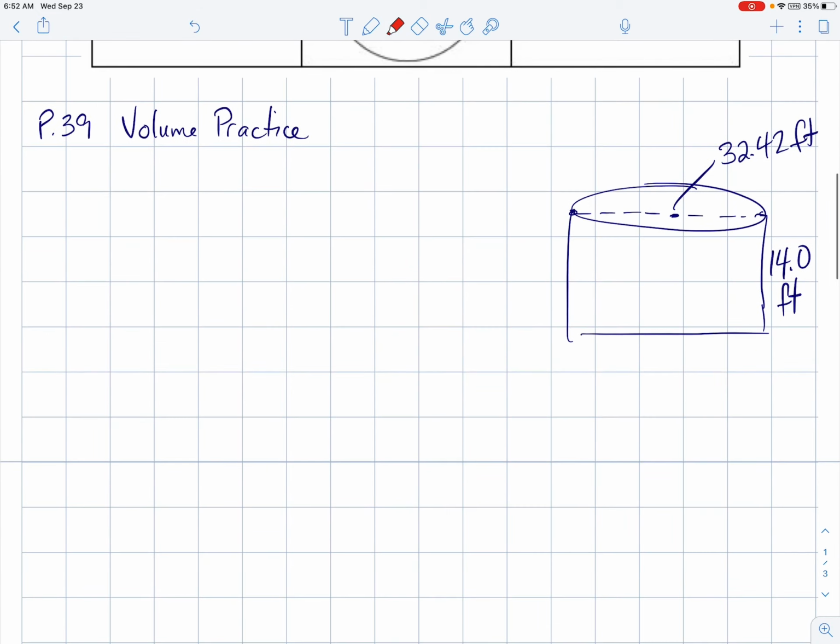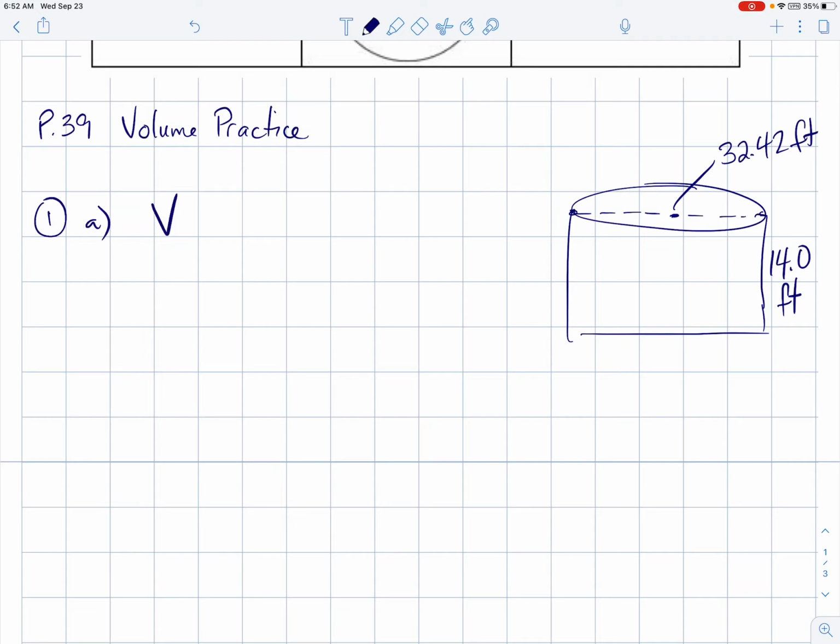All right, so let's look at the first question on the worksheet. I've sketched here the figure that's in this first question, and you're asked to calculate in part A the volume of a cylinder that's got a height of 14 feet, and then it has a diameter of 32.42 feet. And we were asked to find the volume in cubic feet. So let's start. This is how you should lay out your answers.